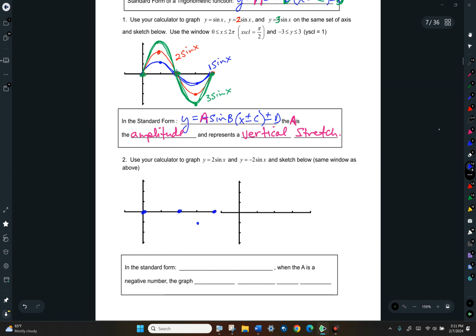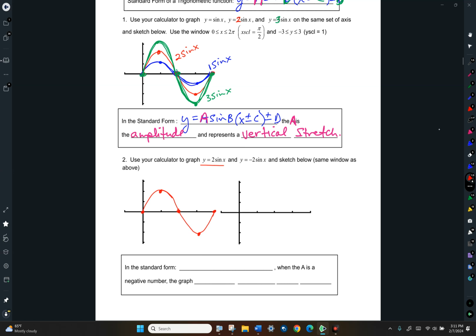So let's go to number 2. It says use a calculator, but you know what? I don't think we need a calculator. It says use your calculator to graph y equals 2 sine of x. Okay, I'm going to start with y equals 2 sine of x. I already know what's going to happen. I know it's going to start, end, and halfway at 0. And because the amplitude is 2, I know it's going to be stretched up to 2 and stretched down to -2. So there is my sine function.